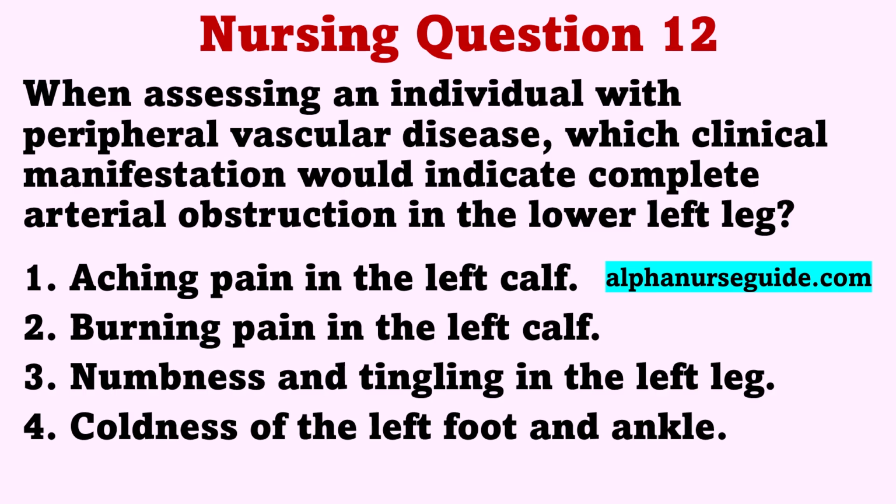When assessing an individual with peripheral vascular disease, which clinical manifestation would indicate complete arterial obstruction in the lower left leg? 1. Aching pain in the left calf. 2. Burning pain in the left calf. 3. Numbness and tingling in the left leg. 4. Coldness of the left foot and ankle. The correct answer is 4. Coldness of the left foot and ankle.